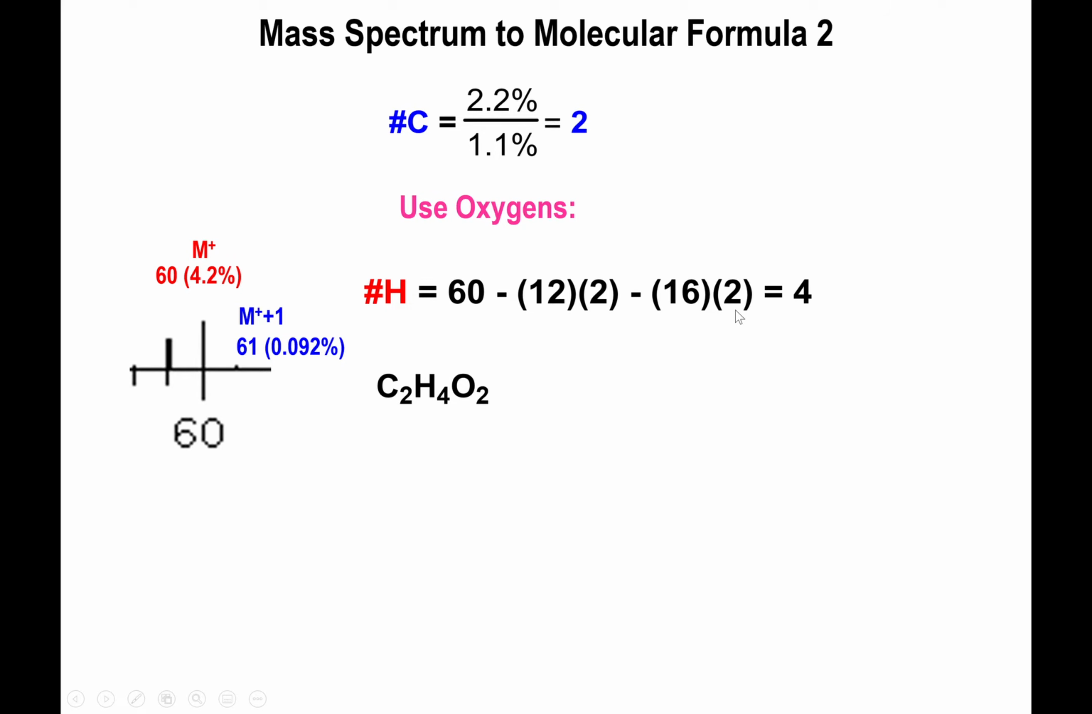If we do that, now we end up with a value of 4 for hydrogens, and 4 hydrogens you can absolutely place with 2 carbons. So this works out. Having 2 oxygens in the formula gives us the correct value of 60 for the M+ peak and a number of hydrogens that does not violate the maximum value.